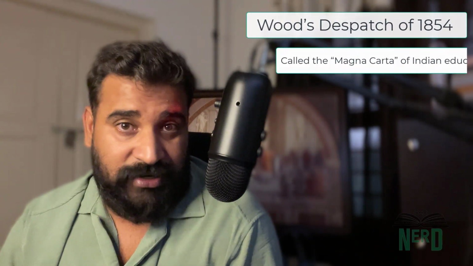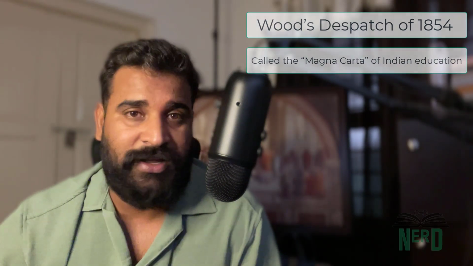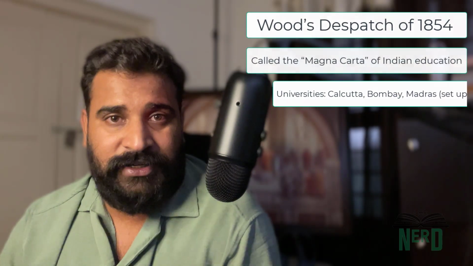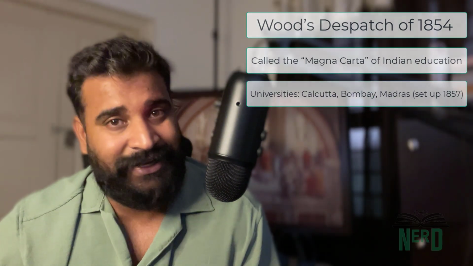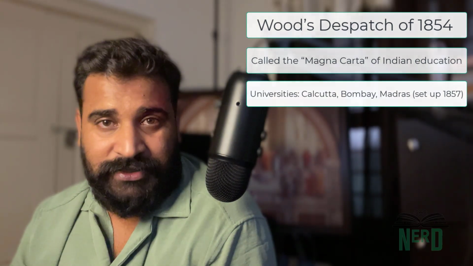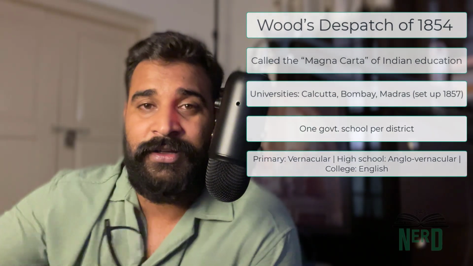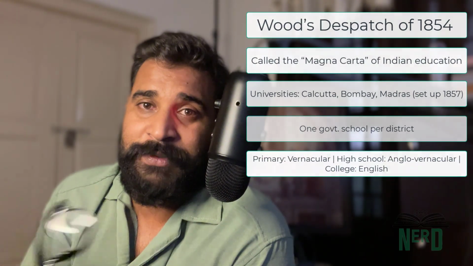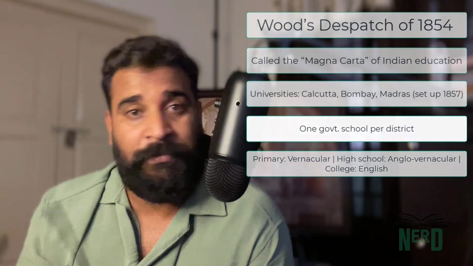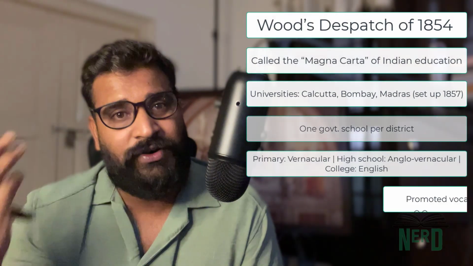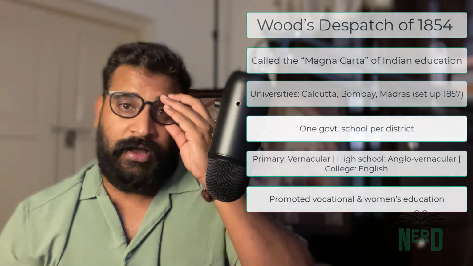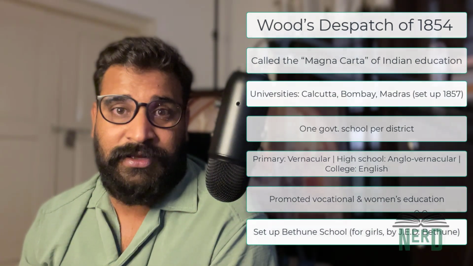Fast forward to 1854, we get Wood's Despatch, the Magna Carta of colonial education, and that's very important. It was asked in your exam as well, and it set up the education department, universities in Calcutta, Bombay, Madras, and also schools in every district. Primary should be in the vernacular, high school should be in Anglo-vernacular, and college completely in English. It also promoted vocational and women's education, and set up a very important school, Bethune School for Girls by J.E.D. Bethune, very important because it was asked in the exam.